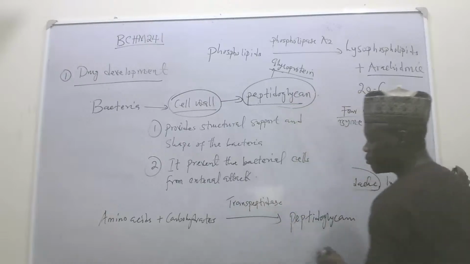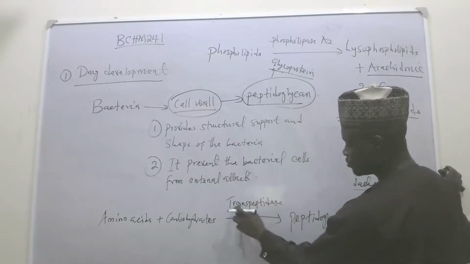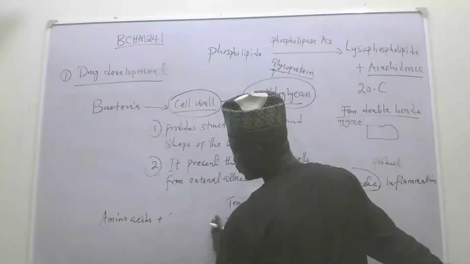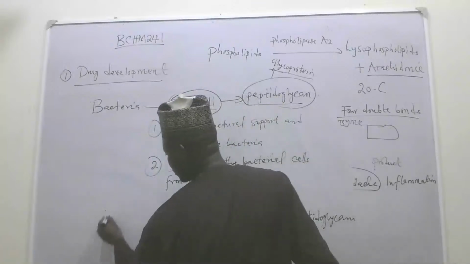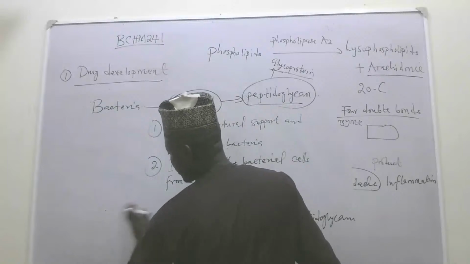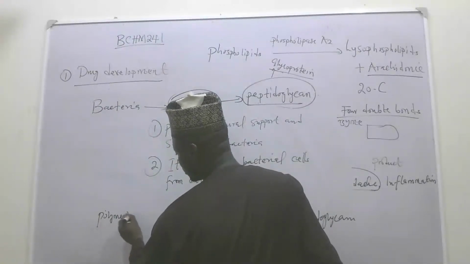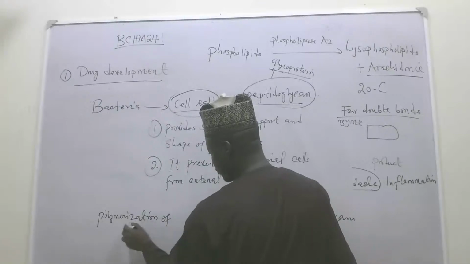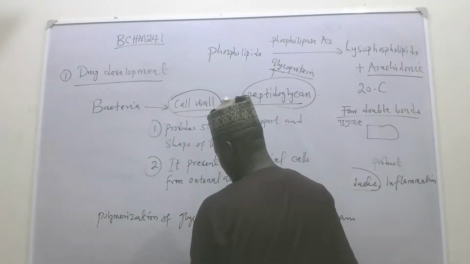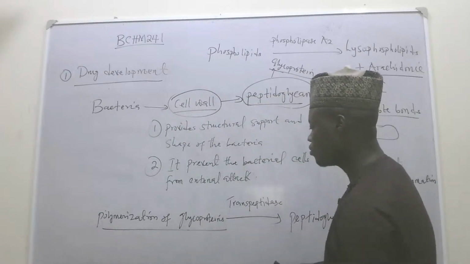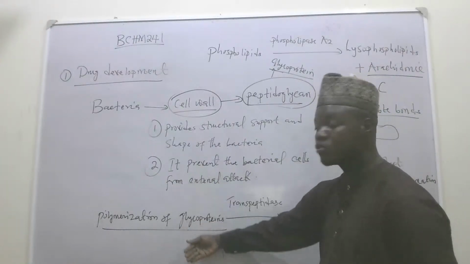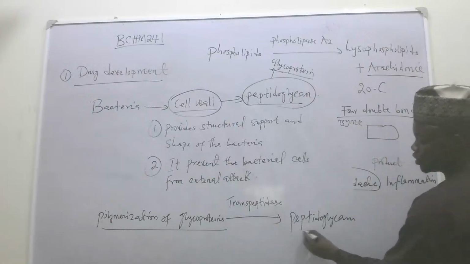Transpeptidase is one of the important enzymes that catalyzes the polymerization of glycan, or polymerization of glycoproteins, because there are some amino acids that join with the glycoproteins to produce peptidoglycans using the transpeptidase enzyme.